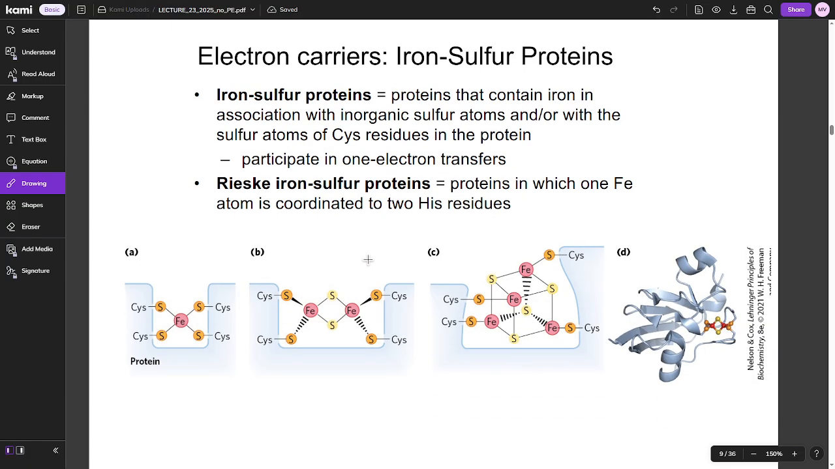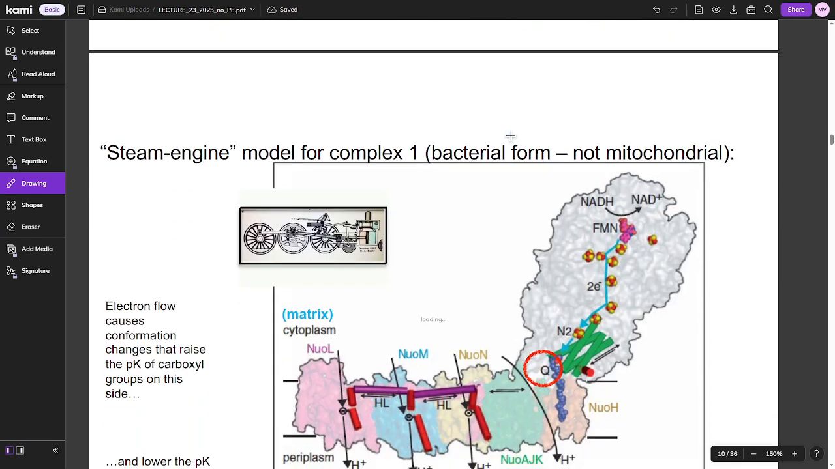Iron sulfur proteins are proteins that contain iron associated with sulfur atoms. I would say this is not the most important thing for this exam, or just for this class in general. Know that they exist, and they exist in many different forms. There's also the Rieske iron sulfur protein. I don't know if I said that right, but that's a different version that's coordinated with two histidines. But I wouldn't be too worried about this slide, to be honest with you. I think there are better things to memorize.